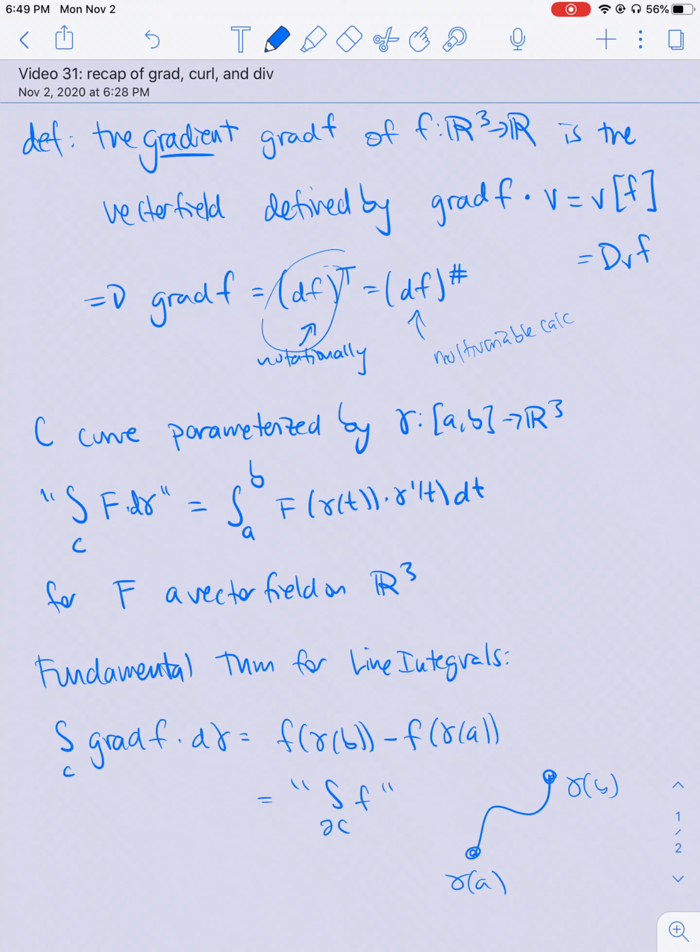You can kind of think of the boundary of C as oriented by having a plus sign at the higher endpoint, the point that's parameterized by the larger value in R, and then a minus sign at the point parameterized by the smaller value in R.